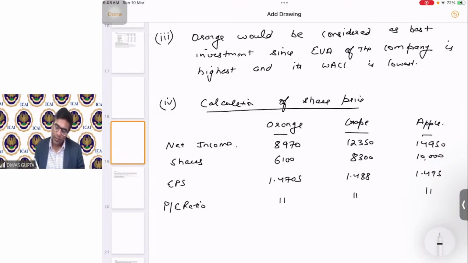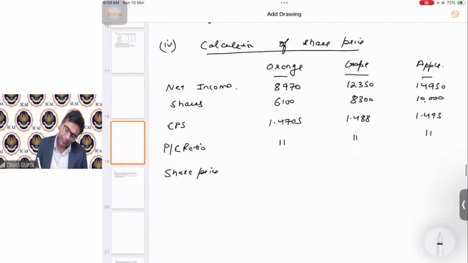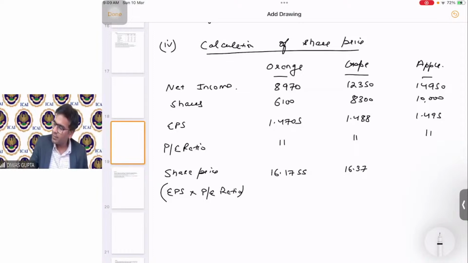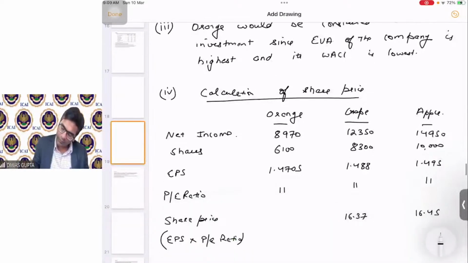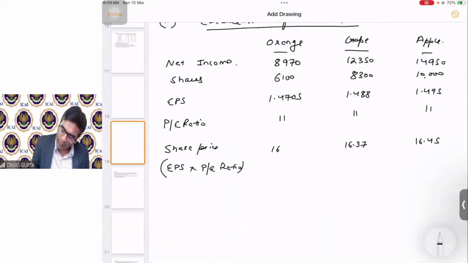So 1.4705. Now share price will be EPS into PE ratio, right? So 1.4705 into 11, correct? So this becomes 16.1755, correct? Then it becomes 16.37, 16.45. So here I'm just approximating this value also. 16.18.